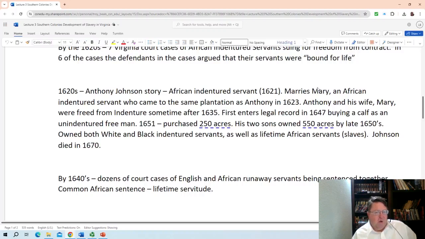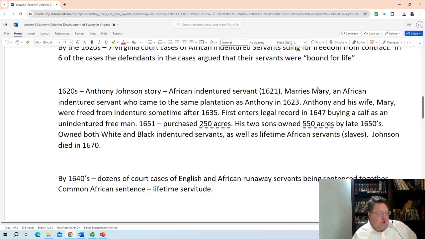I find it interesting that people want to ignore him and bury him. He's an inspirational story of someone who started out, quote unquote, at the bottom, and became one of the biggest landowners in colonial Virginia. So Anthony Johnson's an interesting story.